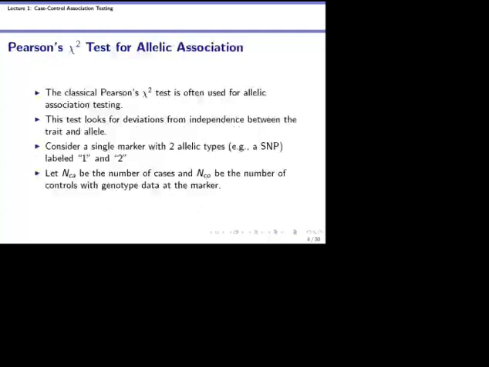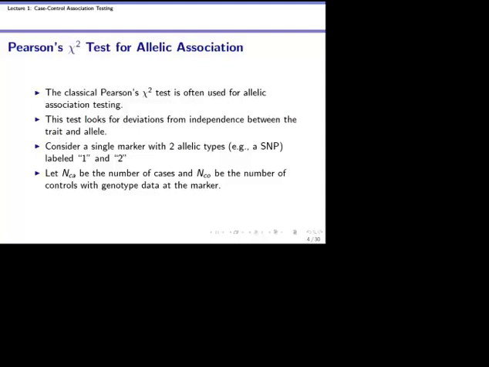Okay. So for allelic association testing, the Pearson chi-square test was one of the first tests used for that. This test, hopefully people have heard of it before, essentially looks for deviations from independence between trait and allele. So let's say we're at a SNP and we're interested in knowing whether or not this SNP is associated with case control status. And so we can arbitrarily label the alleles as 1 and 2. You may label as big A, little a. It doesn't matter. We're just labeling the alleles, and there are two different types.